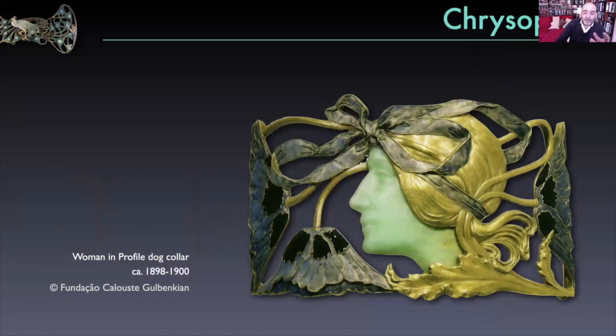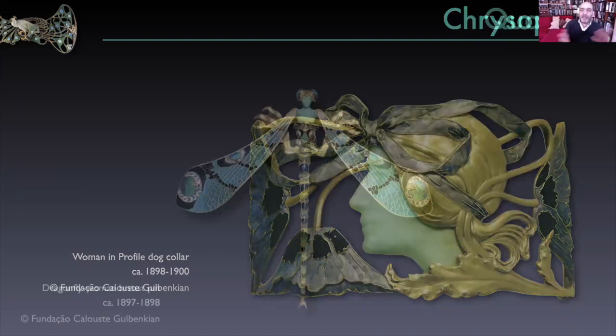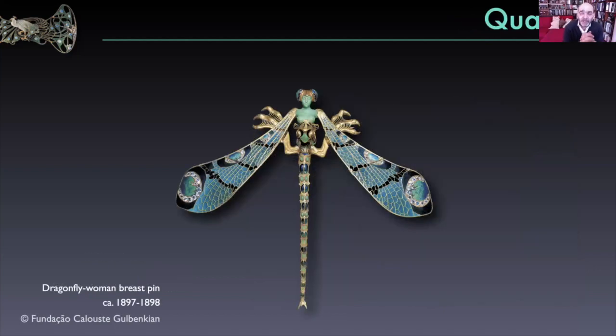Do you know those apples? Its color is like those green apples that you come across here and there. And he was a master in carving those things into those beautiful women's faces, or feminine faces. And this is probably the most iconic art piece by Lalique at the Gulbenkian Museum, which is the dragonfly woman breastpin.